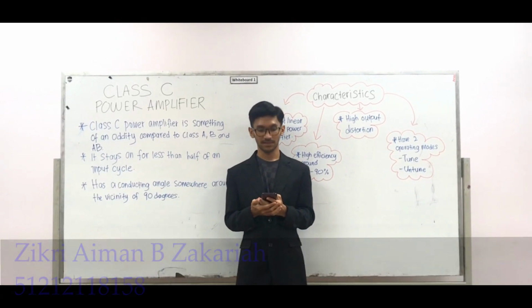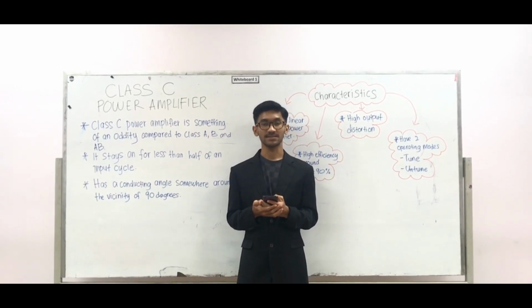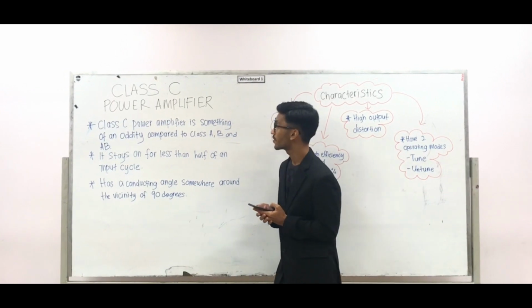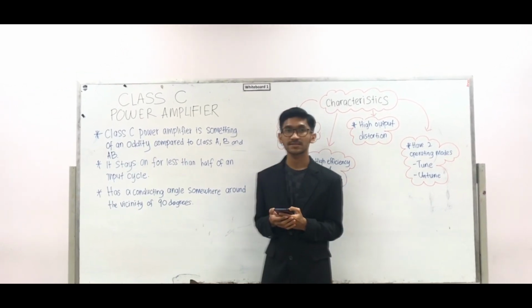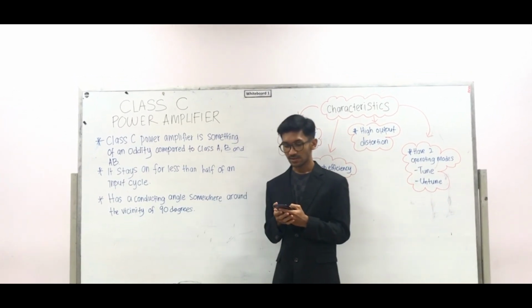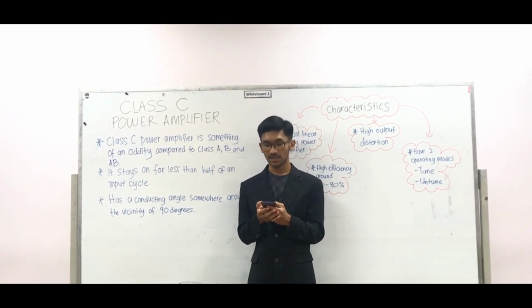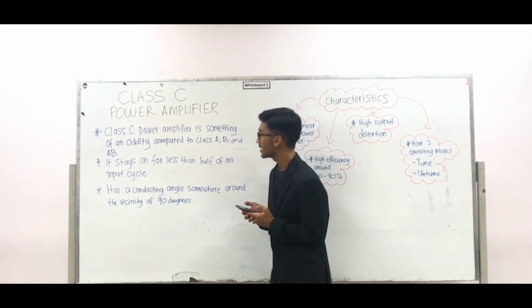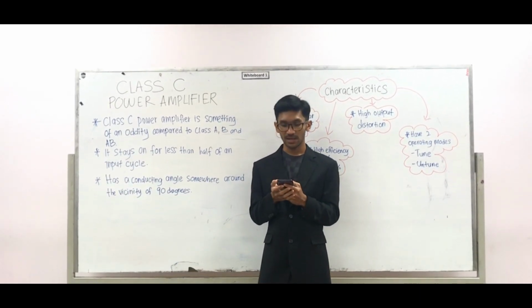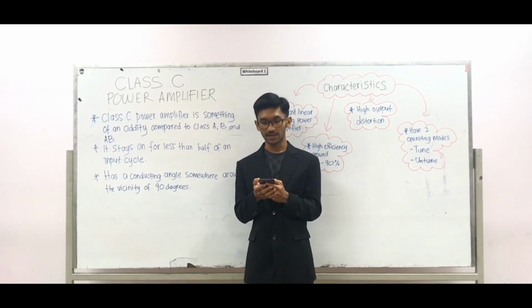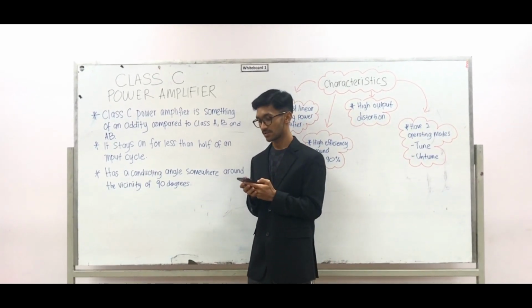Okay, I will describe the Class C power amplifier. Class C is something of an oddity compared to Class A and B. It also has the lowest operating cycle and linearity. It stays on for less than half of the input cycle. It also has a conduction angle of less than 90 degrees.